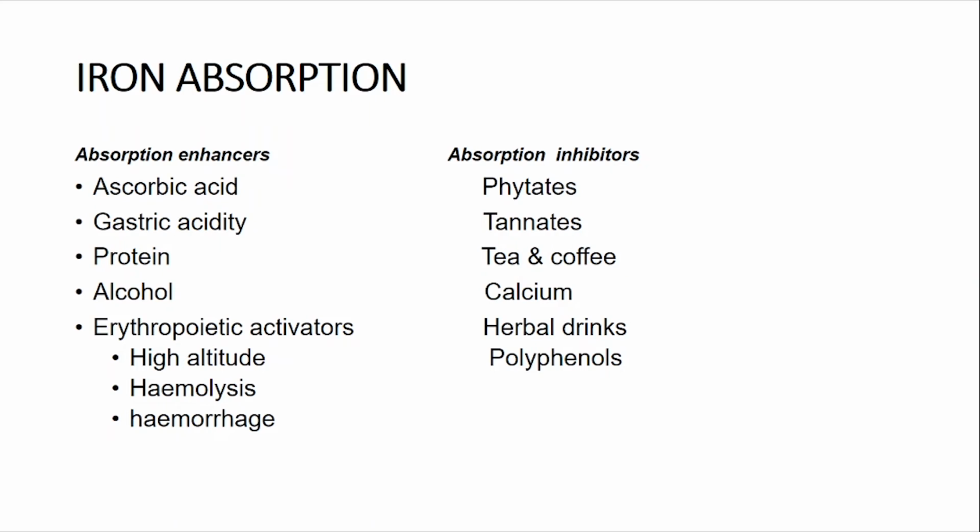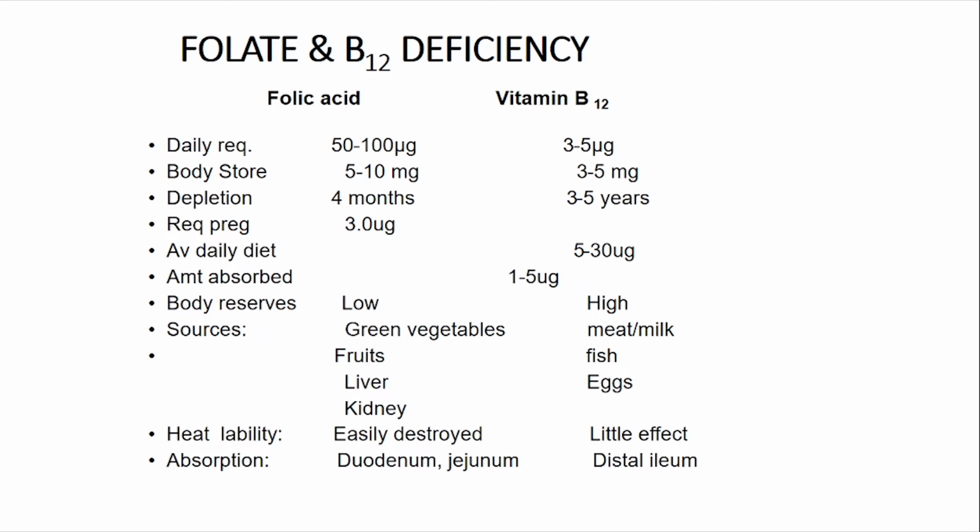What are the enhancers of absorption of iron, and what are the inhibitors? What are the factors that will lead to increase in iron absorption, and what are the factors that will inhibit iron absorption? Ascorbic acid, gastric acidity, protein, and alcohol have been known to enhance iron absorption, while phytates, tannins, tea and coffee, calcium, herbal drinks, and polyphenols have been known to be inhibitors of iron absorption.